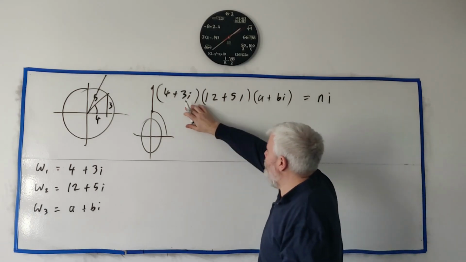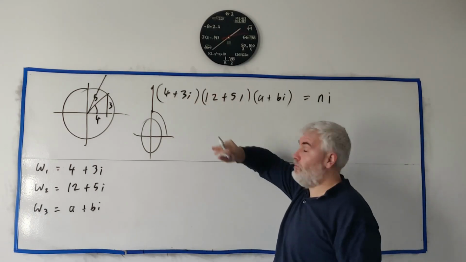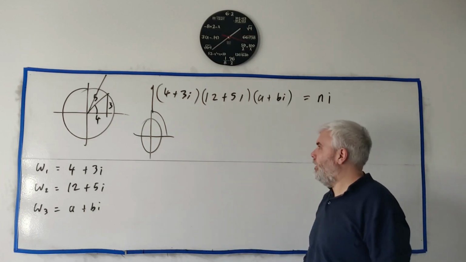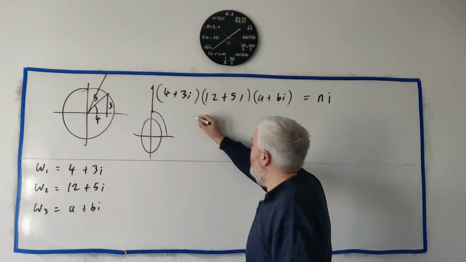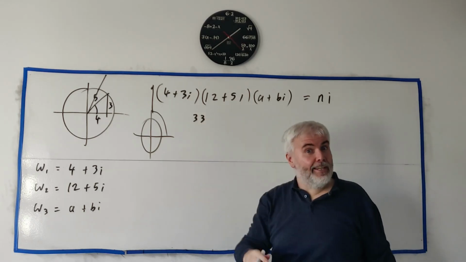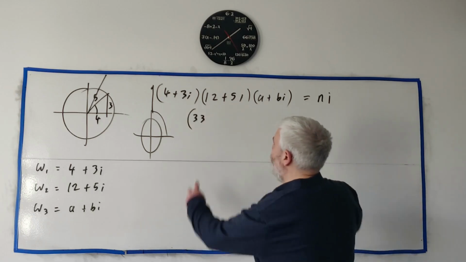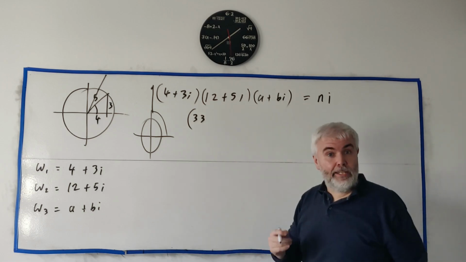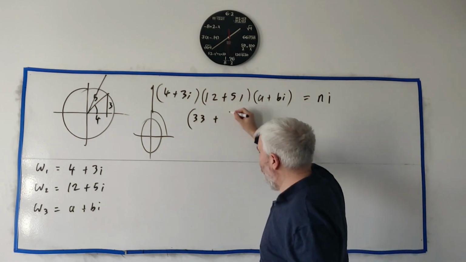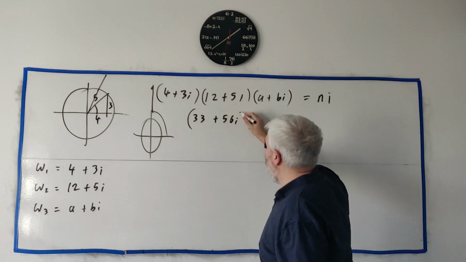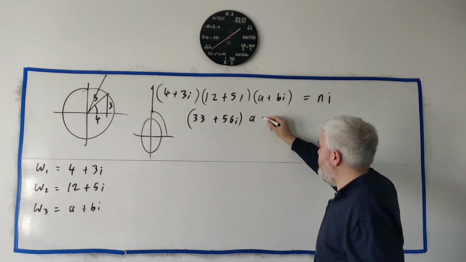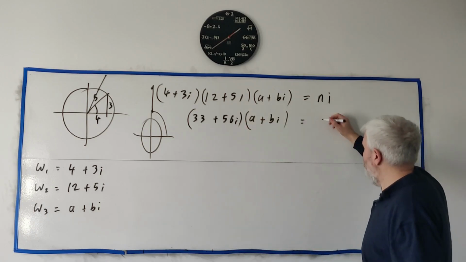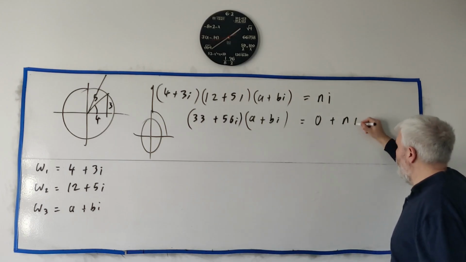Let's just multiply these two complex numbers first. 4 by 12 is 48. 3 times 5 is 15, turns into a minus 15. So we get 48 minus 15 is 33. We had that in the previous part. That's interesting. The imaginary parts, 4 times 5 plus 3 times 12, that's 20 plus 36. We had that in the previous section as well. 56i multiplied by this other triangle as well will still equal 0 plus some number.